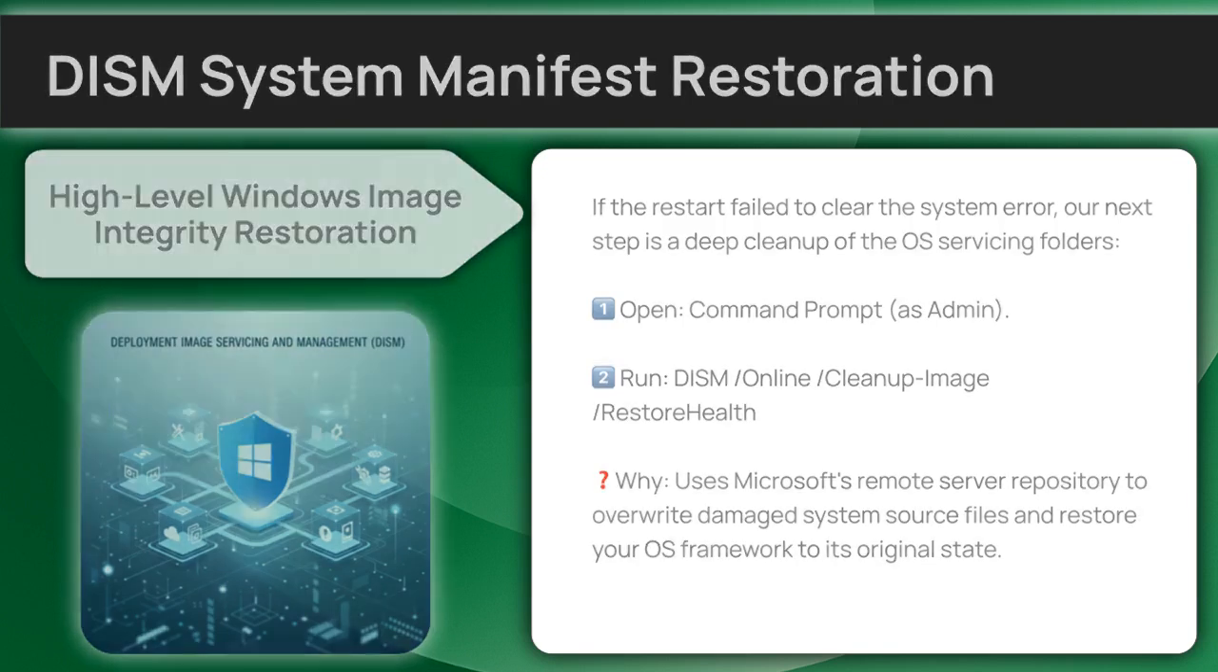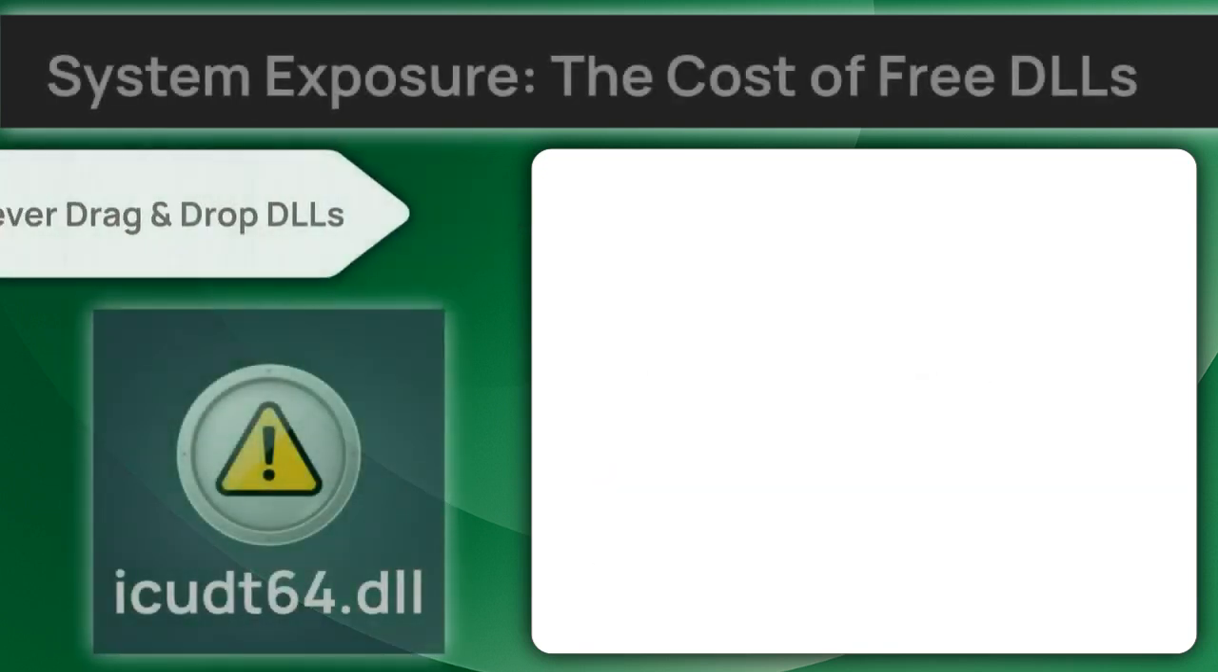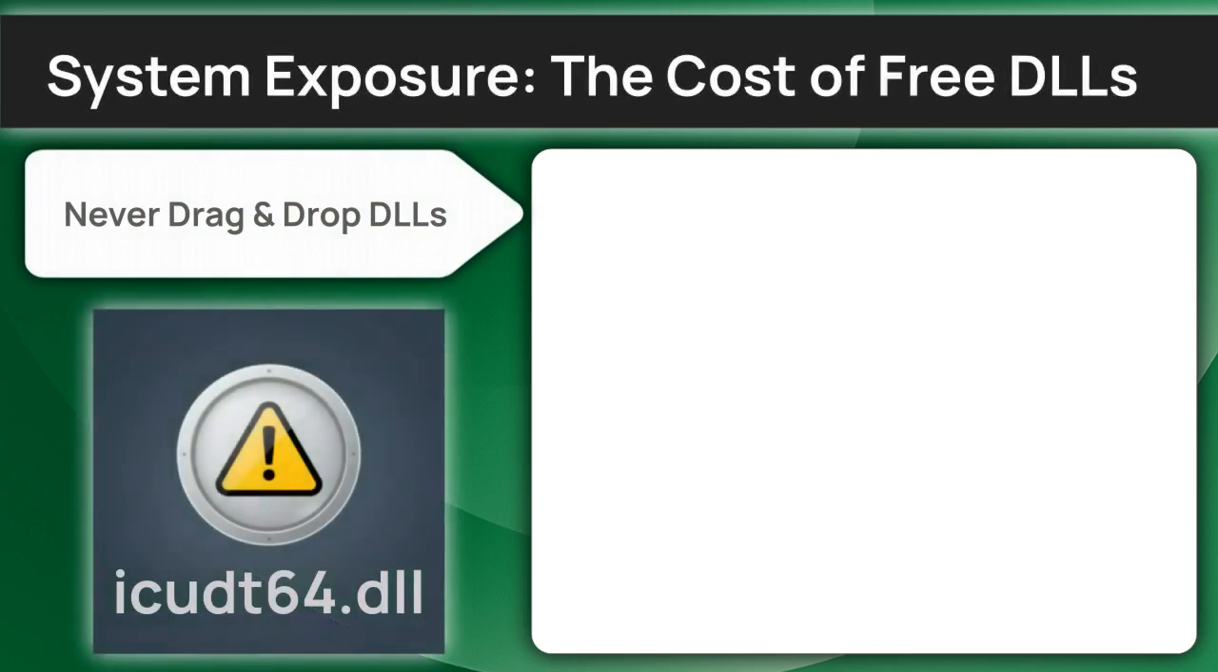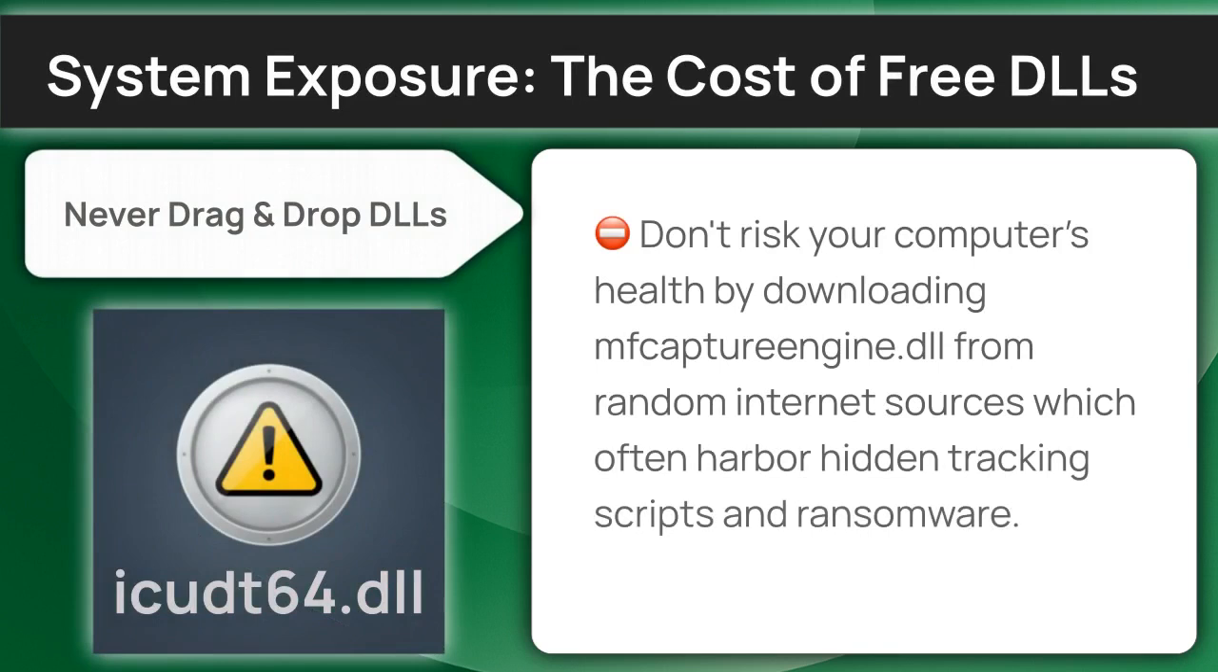From a systems engineering perspective, there is one major security pitfall I need to help you avoid. I strongly advise you to prioritize system safety by avoiding manual swaps of ICU Data 64. Third-party DLL sites are a primary vector for hackers to inject ransomware directly into your operating system's core.